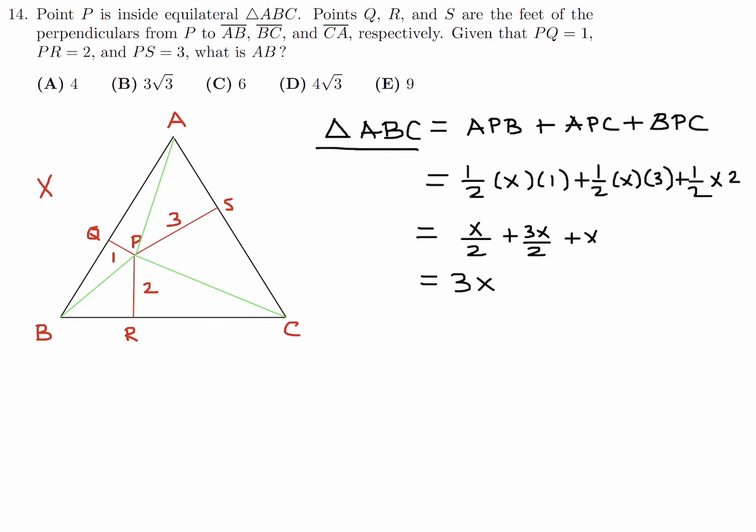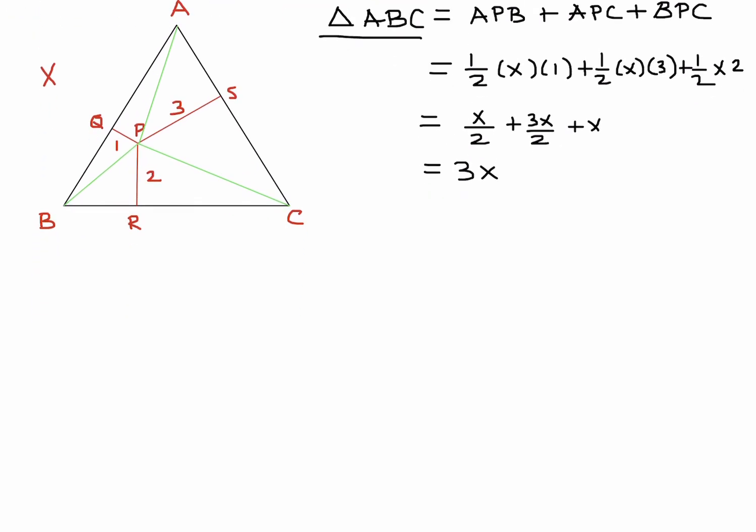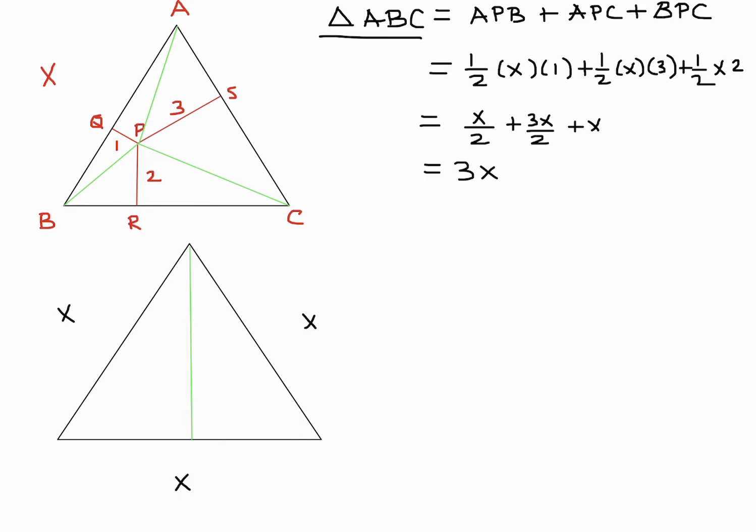All right, so we got 3X is equal to that side. Now I have to figure out the area of ABC in terms of X, and if I do, then I can solve for X. So how do I do that? Well, I'll draw this equilateral triangle again, and this time I will draw a line from top to bottom like that. And just as before, the sides have the length of X. It's the same triangle. But this is equilateral, so this is 60 degrees. And this perpendicular makes that 90, and therefore this is 30. And therefore this is X over 2.